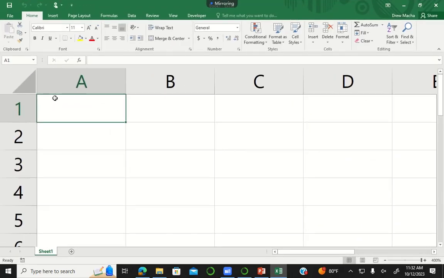I'll give you a demonstration here in Microsoft Excel. If I type in equals 1.005 minus 1, what should the result be? What should I get as my answer?